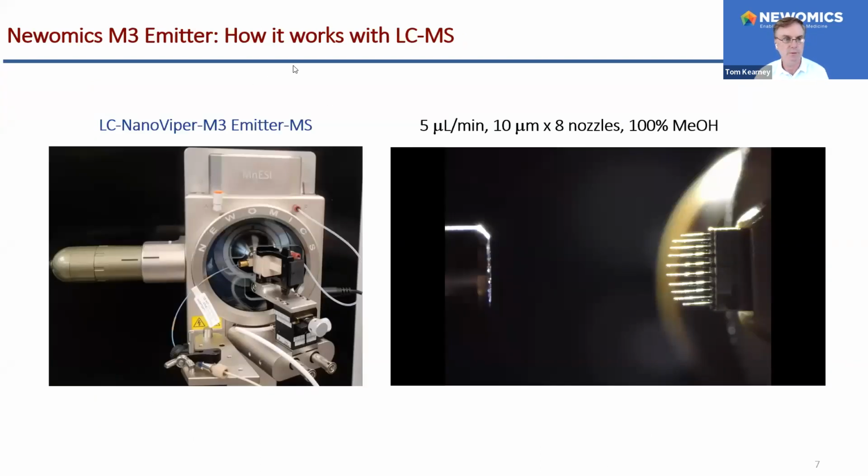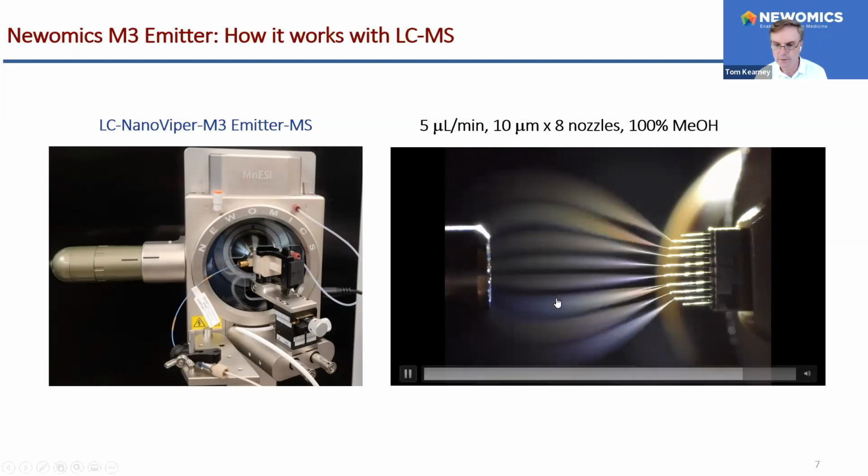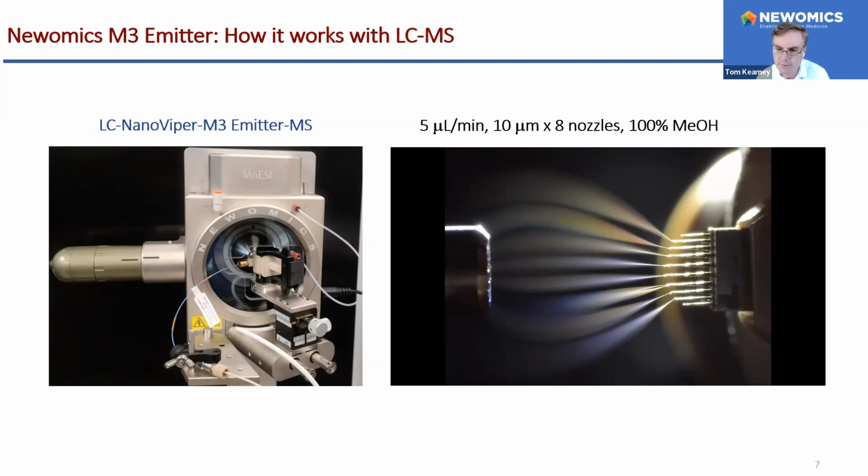Let's see. So here, I mentioned the nanopiper connection. If we click on this, I can show you the video of the spray. This is methanol flowing at 5 microliters per minute. Each nozzle here is 10 micron ID. We have a couple of different configurations of emitters. We also have 20 micron ID nozzles. And this one's showing 100% methanol spraying. You can see you get a nice spray, a nice huge sweet spot is generated. And then the mass spec pulls it in with both the electric field and the vacuum, pulls the ions right in. So that works very nicely.